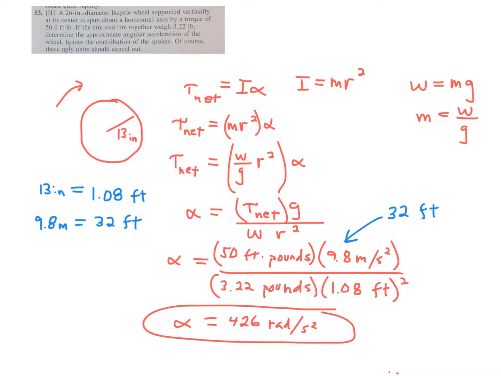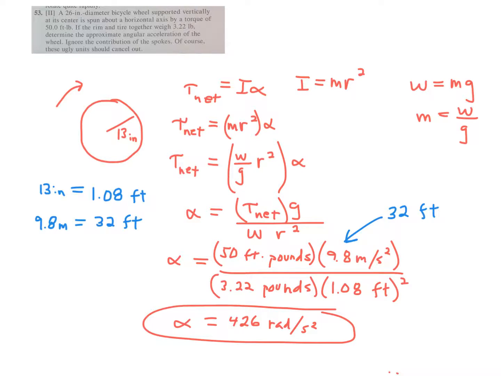Day 68, page 272, rotational kinematics, problem 53. So here we have a bike tire and we got some funky units. Well, I mean, they're English units. And it says, ignore the contribution of the spokes.